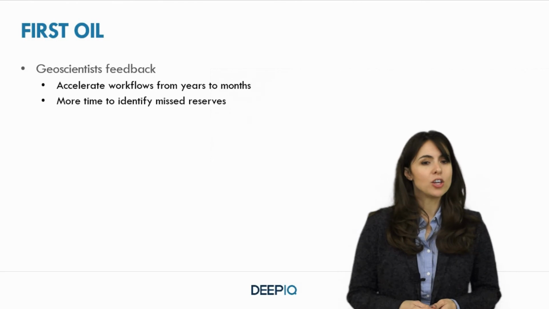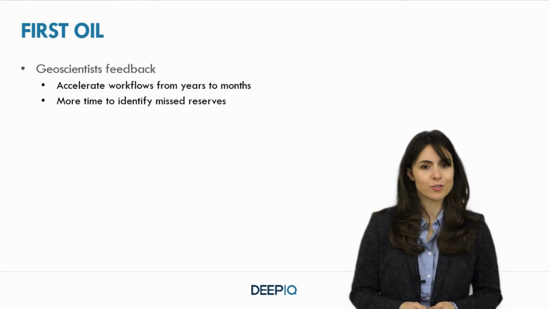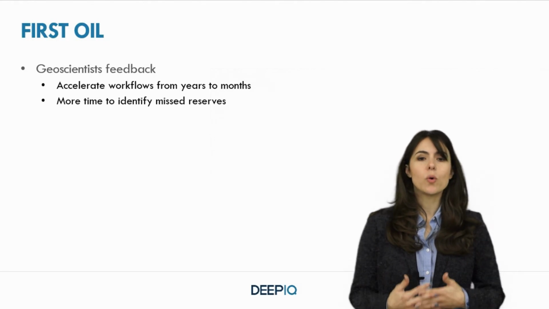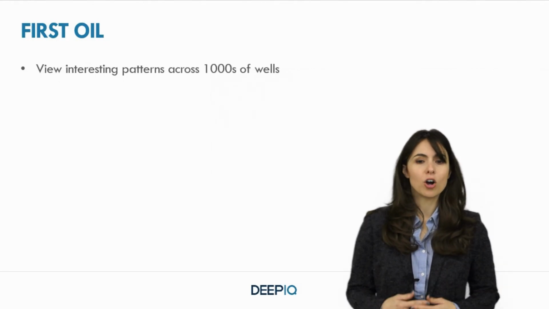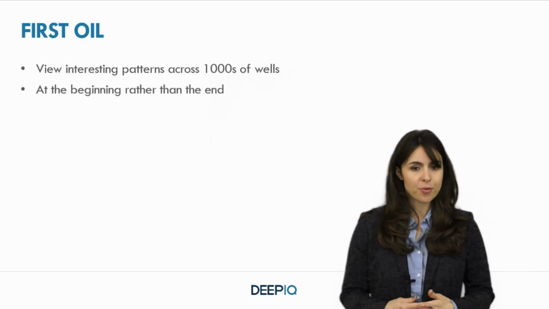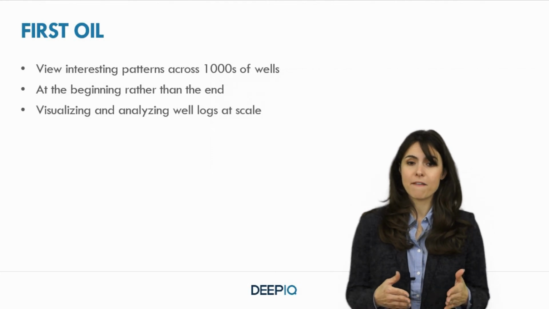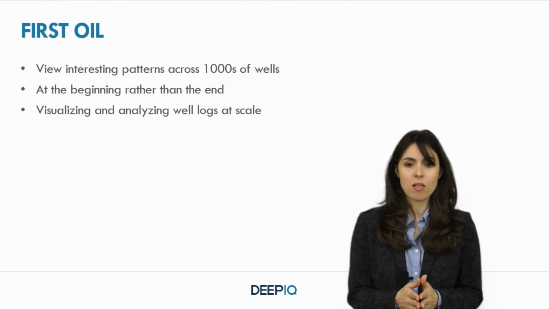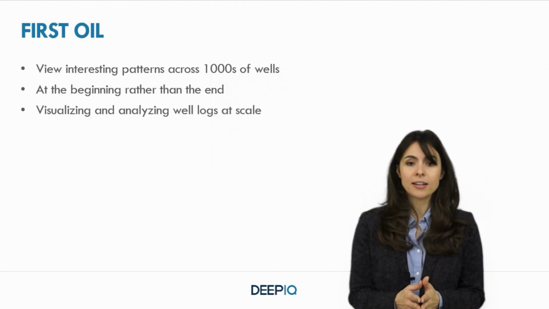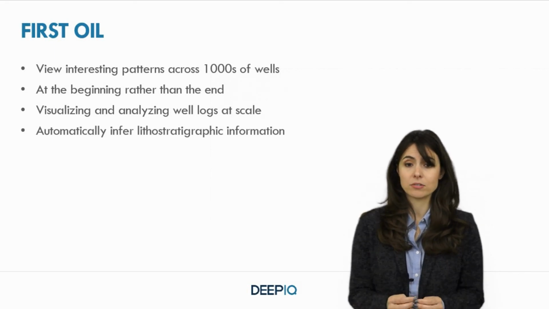In summary, you will give your geoscience team a huge advantage with DeepIQ's First Oil software. You will quickly see interesting patterns across thousands of wells at the beginning of their evaluations rather than the end. You can find potential sweet spots by visualizing and analyzing well logs at scale to automatically infer lithostratigraphic information to identify interesting patterns.